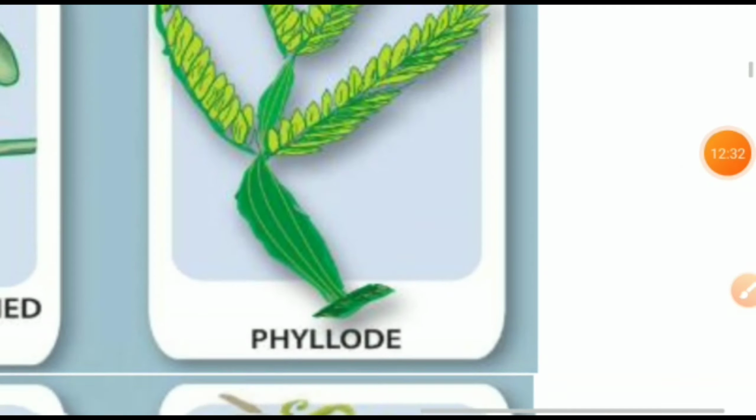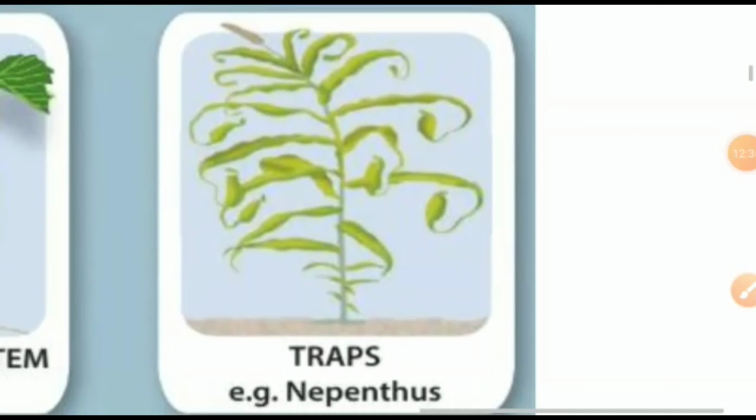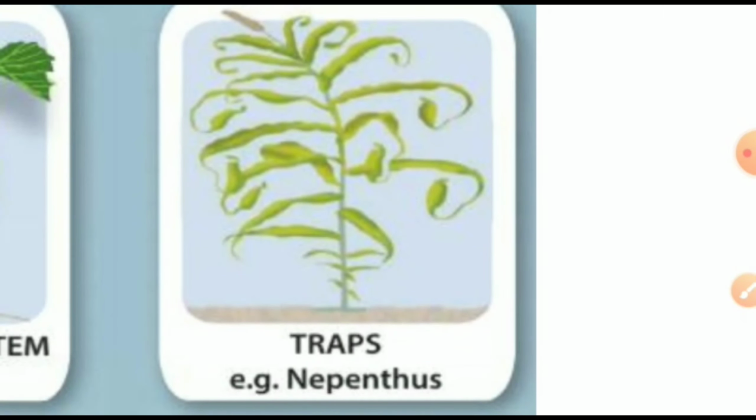Next, traps. Nepenthes plants. The leaves are modified into a flask-like structure to attract insects and also tiny microorganisms. Through the insects and tiny microorganisms, they get nutrients. Where does it grow? It grows in nitrogen deficient soil. Example, Nepenthes.